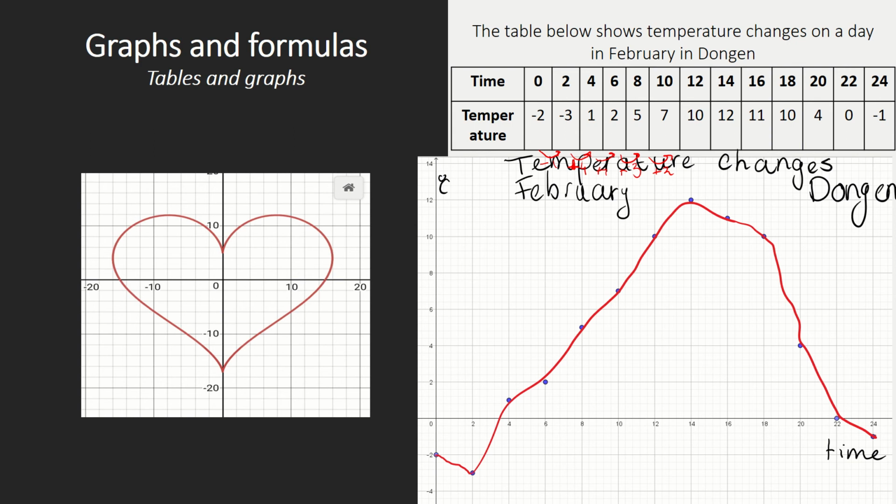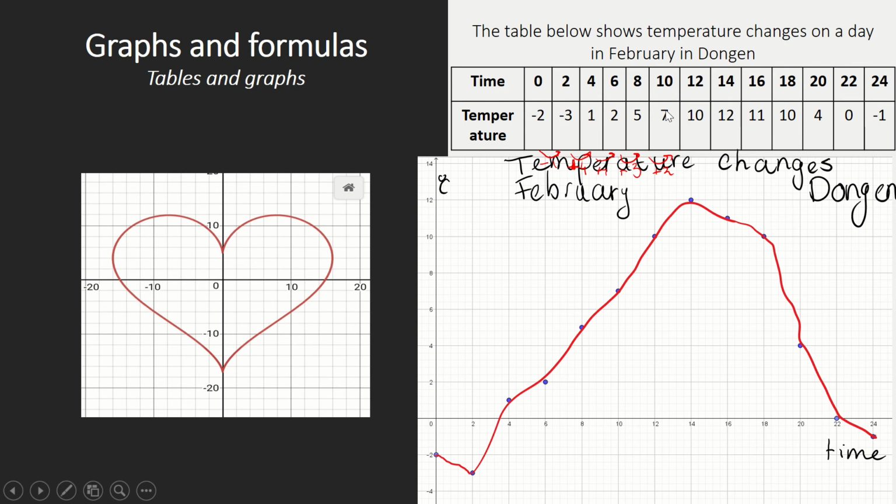If we want to know how warm or how cold it was at 10 o'clock, then we're going to have a look at time. Alright, so 10 o'clock. And then we will have a look. Alright, so that is 7 degrees. You could also see that in our table. So at 10 o'clock in the morning, it's 7 degrees Celsius.